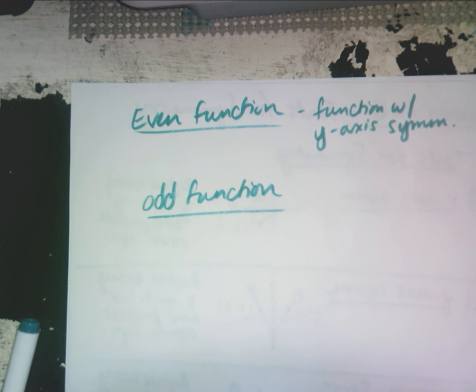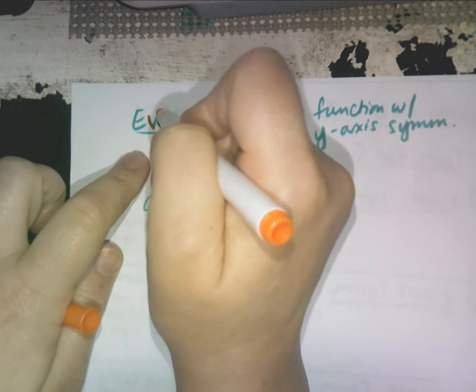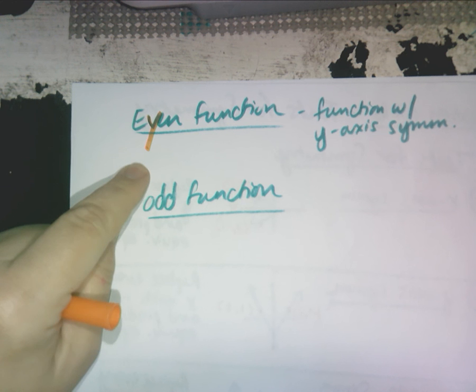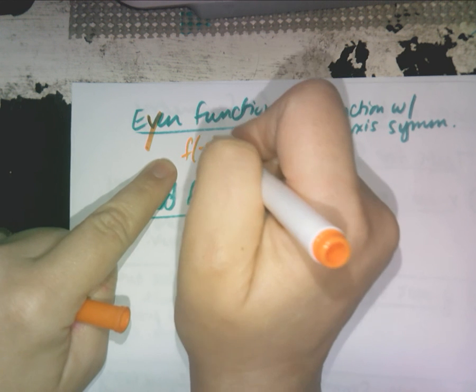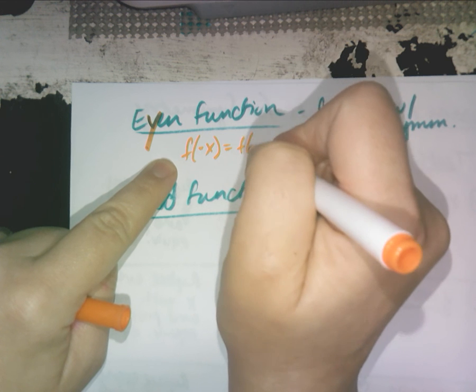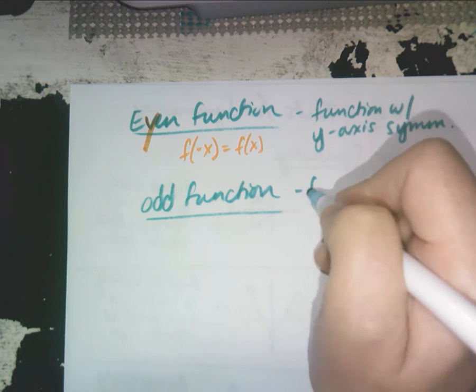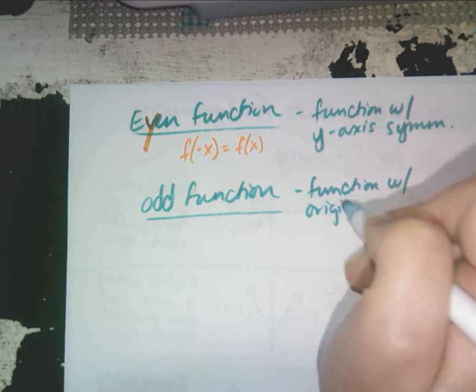Here's how my teacher reminded me and how I remember it, and I thought this works out. See the V in even? Make it go like this. Even has Y-axis symmetry. Mathematically, the way we write that is, again, that we can plug in a negative X and we get out the original function. So it's a function with Y-axis symmetry. An odd function is a function with origin symmetry.